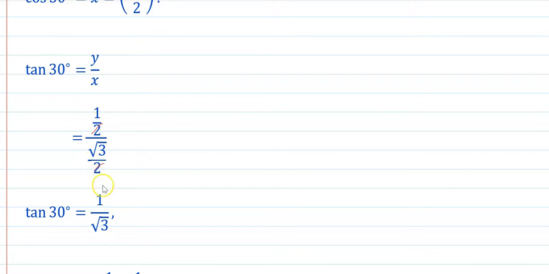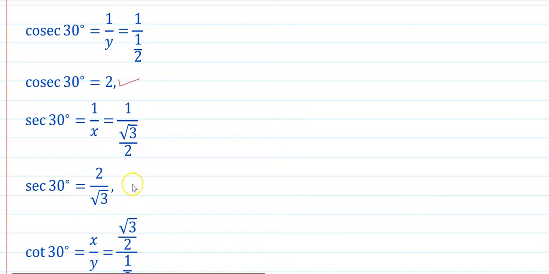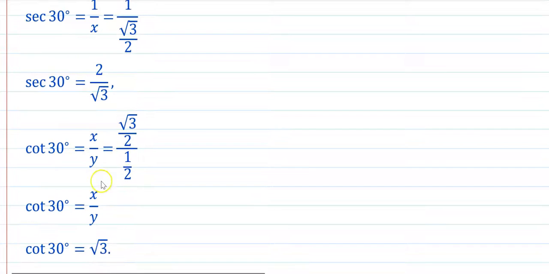These two will get cancelled. You will get tan 30 is equal to 1 upon root 3. Okay. Cosec 30 is 1 upon y. Reciprocal of sin. 1 upon y. That's a reciprocal, 2. Sec 30 is 1 upon x. That is 1 upon root 3 by 2. Its reciprocal is 2 by root 3. This is the value of sec 30. Cot means what? X upon y. X is root 3 by 2. Y is 1 upon 2.